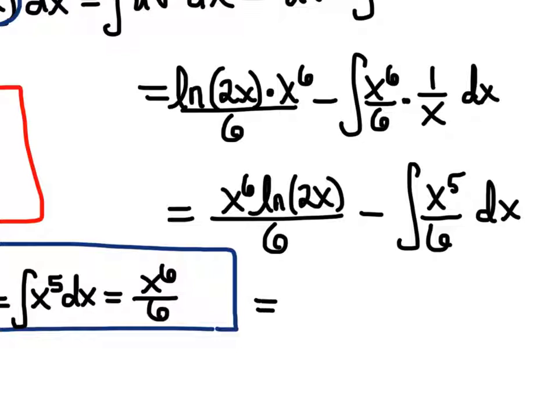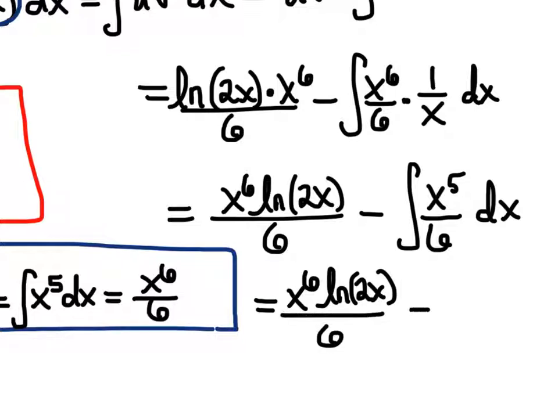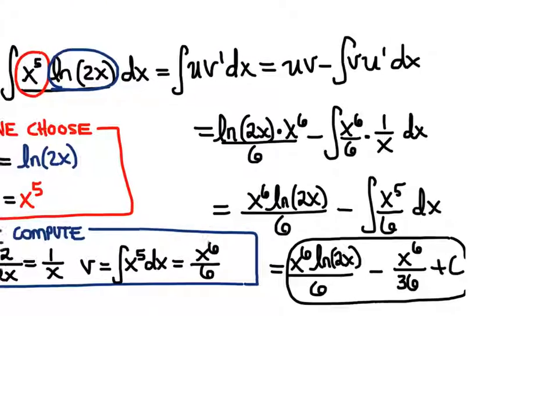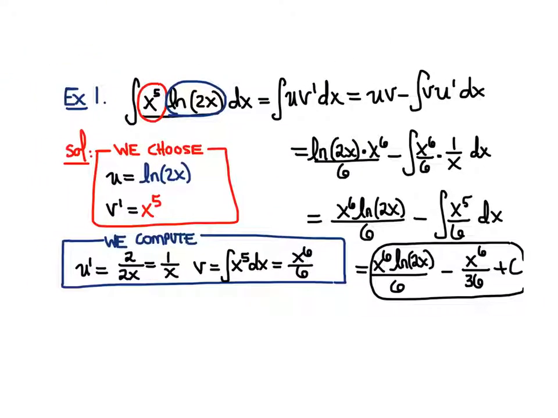So we finally compute that last integral, so we get x to the sixth ln of 2x over 6 minus, using the basic rule, x to the sixth over 6, but there's already a 6 there, so we end up with x to the sixth over 36. And this would be our final answer for this problem. As we know, we could take a derivative of this answer to make sure that we end up with what we started with.